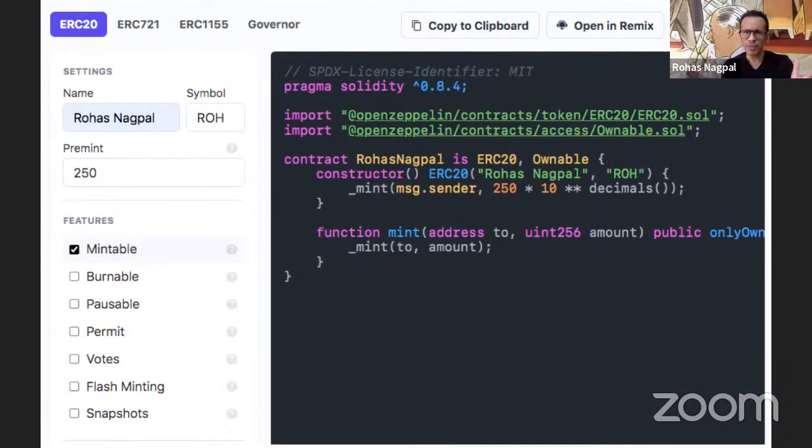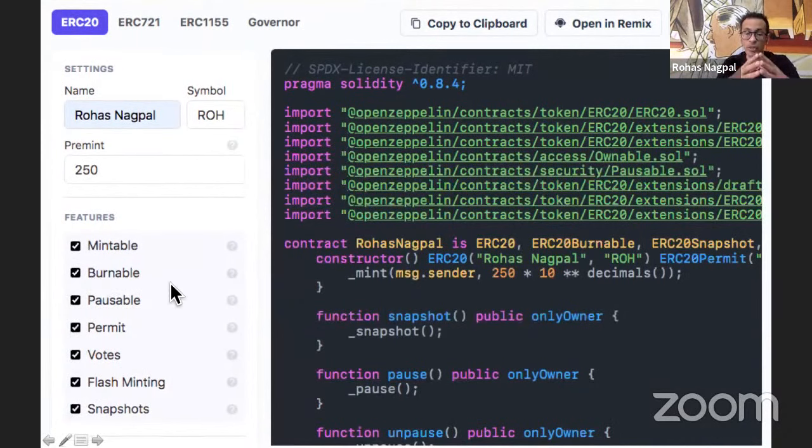What does mintable mean? More units of this can be made in the future. So we start with 250 on day one, that's the pre-mint, and then we can have more being minted. Similarly, we have many other options. Burnable means you can destroy tokens. Binance is a classic example. Binance started off with 200 million BNB. Every 3 months, they burn or destroy some to increase the value and reduce the supply. Finally, when they have only 100 million left, they will stop burning.